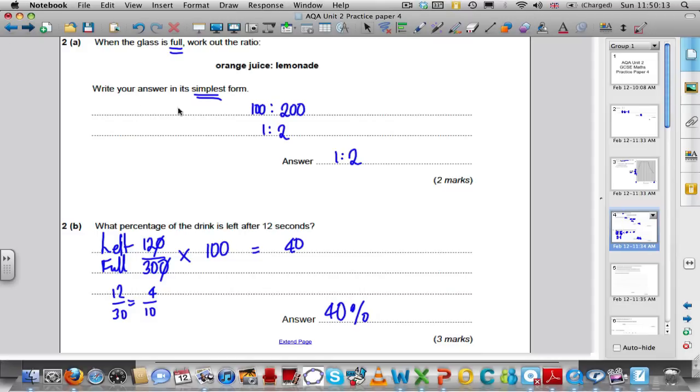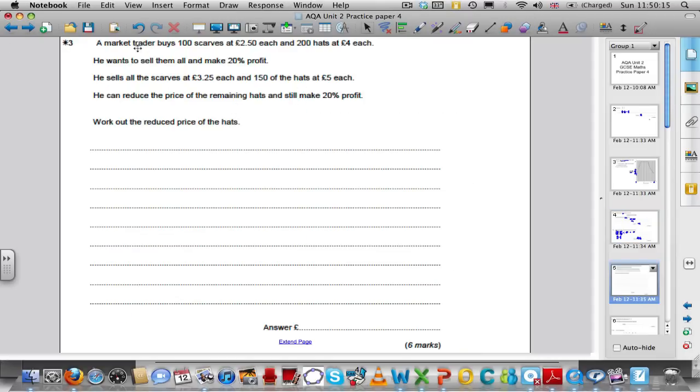Okay, next question. Question 3. Market trader buys 100 scarves at £2.50 each and 200 hats at £4 each. He wants to sell them all and make a 20% profit. He sells all the scarves at £3.25 each and 150 of the hats at £5 each. He can reduce the price of the remaining hats and still make a 20% profit. Work out the reduced price of the hats.